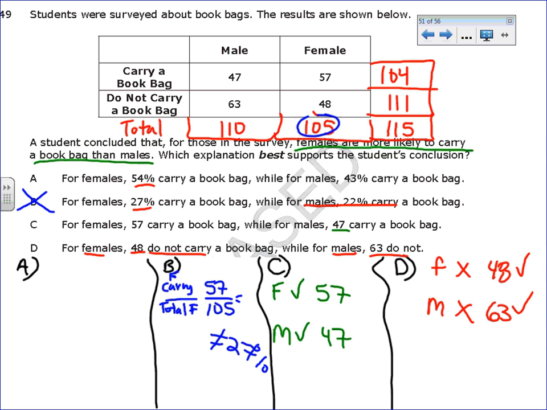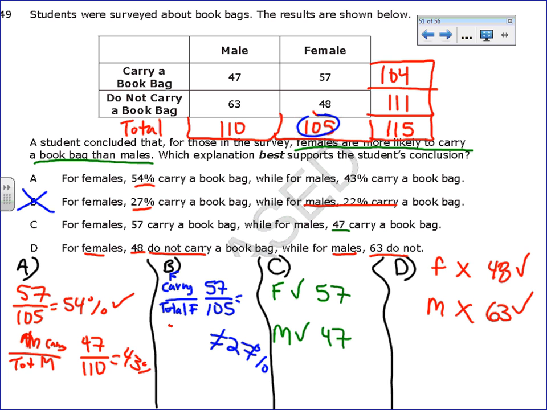Okay, for A it says 54% carry a book bag. Well, that's the same thing I wrote for B. So 57 out of 105 does give me 54%. Let's check the other part. 43% of males carry a book bag. So out of my total males, which is 110, 47 males that carry. Okay, 47 carry. And I check that percent. It is almost 43%. So A, C, and D, all of the answer choices are accurate.